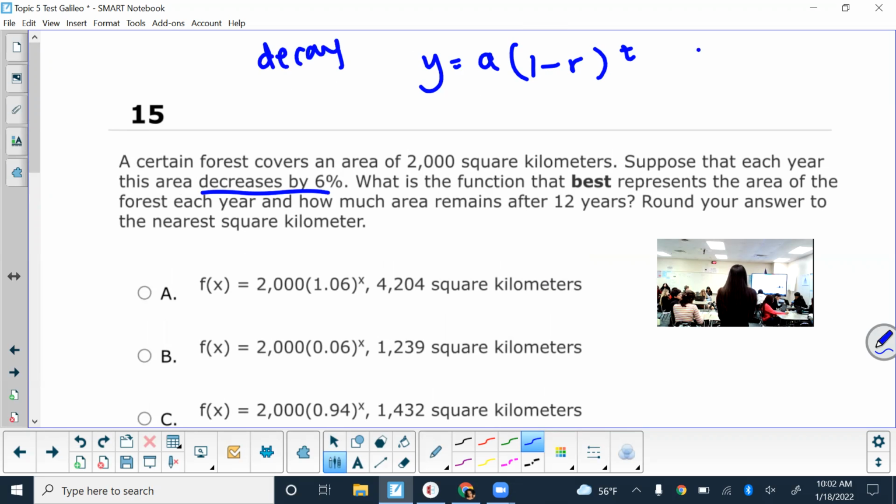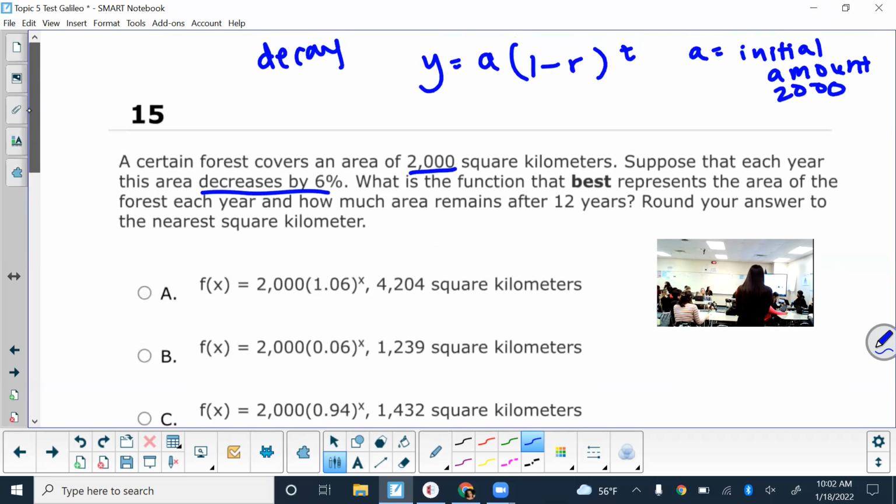What does the A stand for? The initial amount. What is my initial amount in this problem? 2,000. So A should be 2,000. That doesn't really help me on the multiple choice because they all have A as 2,000. But just know on the open response, you would have to know that the initial amount is 2,000. That goes first in the equation. And then it's 1 minus R.